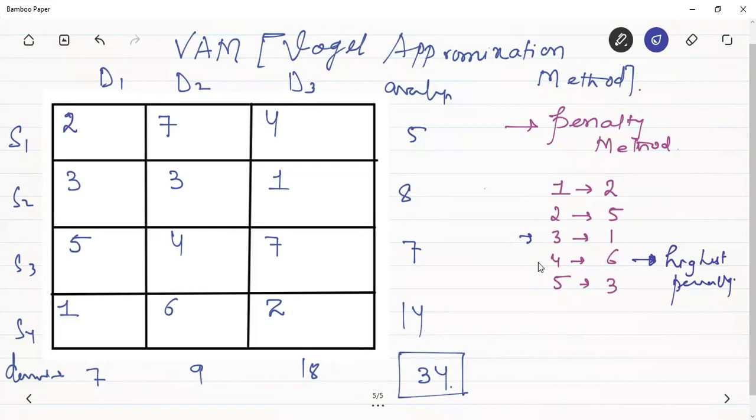Okay, therefore the same logic applies here. What we do is that we calculate penalties of each row and column. Okay, we calculate penalties of each row and column. हम सबसे पहले वहां पे assignment करना चाहेंगे. We would like to allocate that cell which has the highest penalty. Okay, that cell which has the highest penalty.